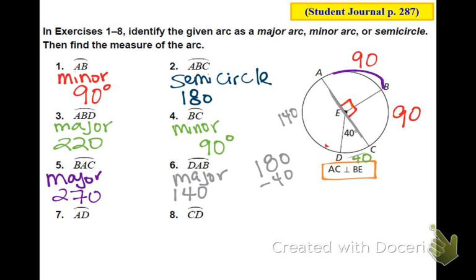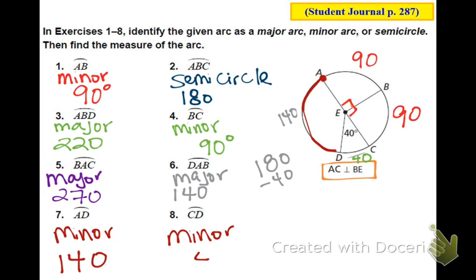Questions on that one? We all okay? Okay. AD. So that is a minor arc already. So starting at A, do we go left or right? Left, because you want the closest route to the letter D. So we get 140. And then last, CD, minor, which is 40.